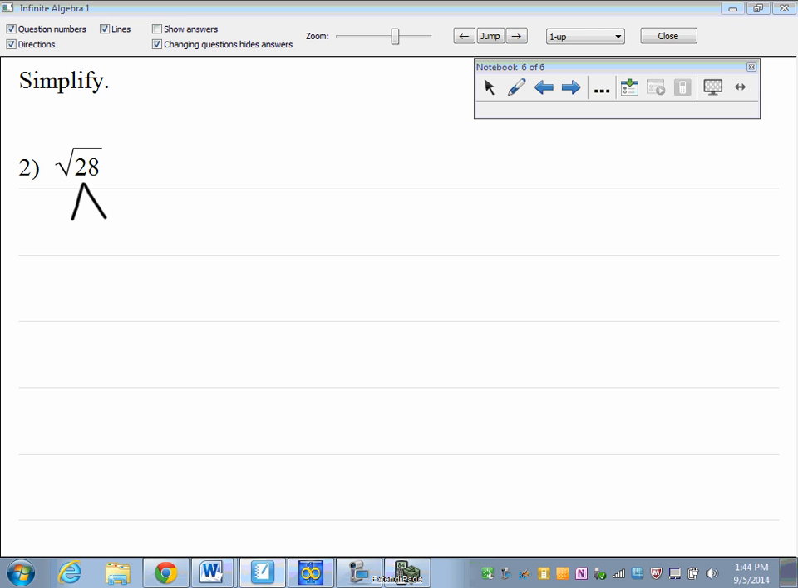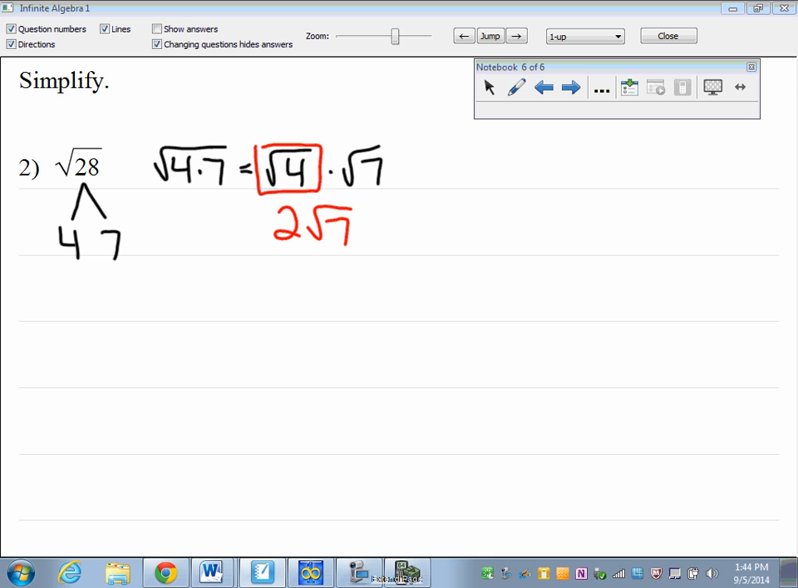And if we're good with our factoring, we should know that 4 times 7 is 28. So what I can do is the square root of 4 times 7. The square root of 4 times the square root of 7. The square root of 4 is a perfect square, which is 2, and we put the square root of 7. That's how you would kind of do factoring by hand. It's not that complicated in most situations.